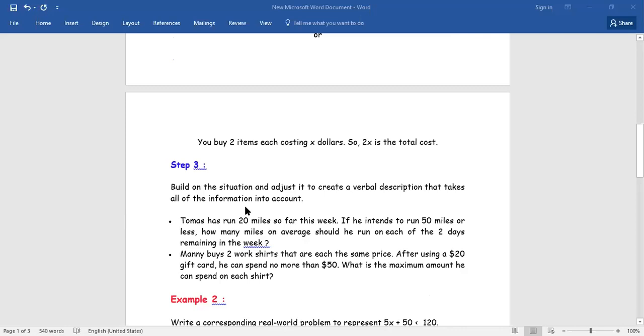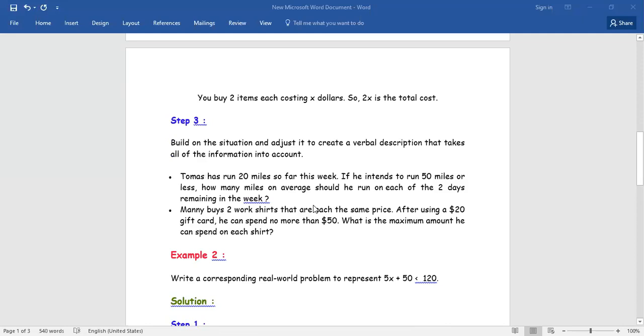Step 3: build on the situation and adjust it to create a verbal description that takes all the information into account. So we can say the story. Who can read the story now? Yes, go on. Thomas has run 20 miles so far this week. If he intends to run 50 miles or less, how many miles on average should he run on each of the 2 days remaining in the week? Right, so this is a story.